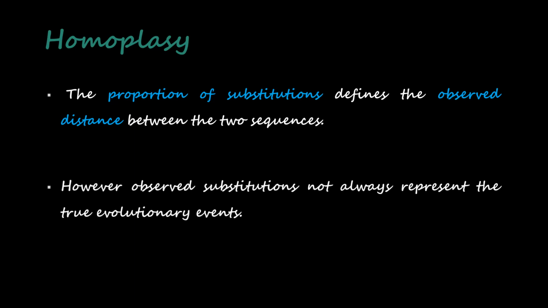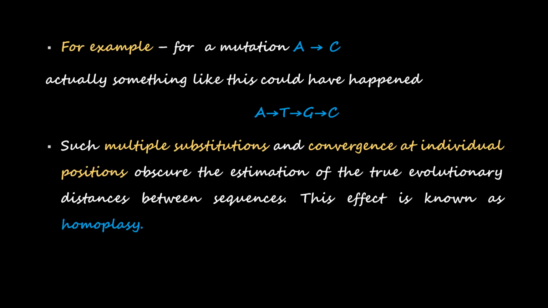However, observed substitutions do not always represent true evolutionary events. So, for example, for a mutation A to C, actually something like this could have happened, that first A would have substituted with T, then G, then C. Such multiple substitutions and convergence at individual positions obscure the estimation of true evolutionary distances between sequences. This effect is known as homoplasy. So homoplasy may persist when you are constructing a phylogenetic tree, but it can be reduced with the help of certain methods.